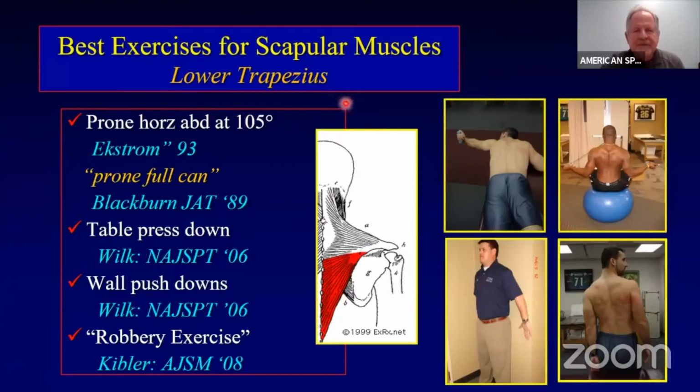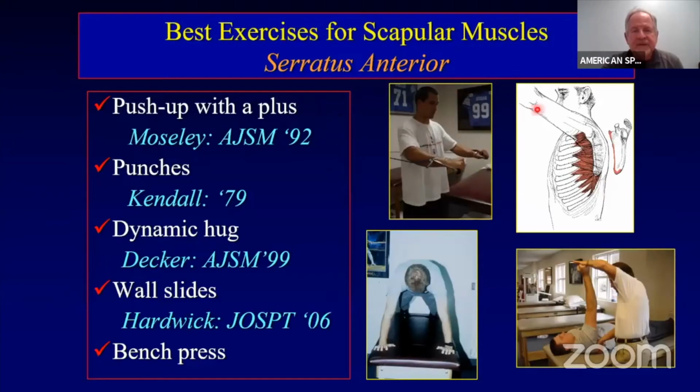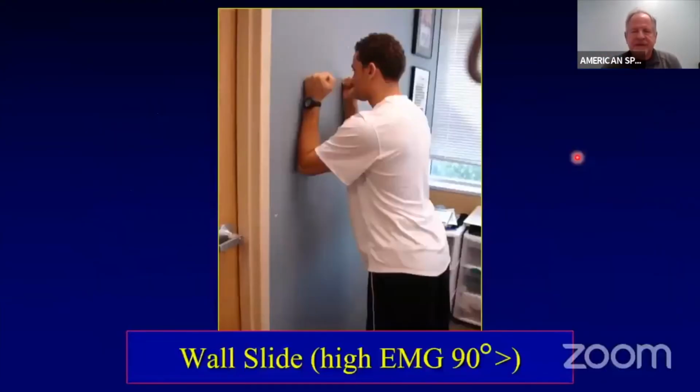Low trap exercise, one of the best low trap exercises is what you see here. We call it the modification of the robbery movement, where the person externally rotates, they posteriorly tilt, and they retract and bring those scapulars together as he externally rotates his arm. Serratus anterior is a very, very important muscle to the rotation of the scapula as well.